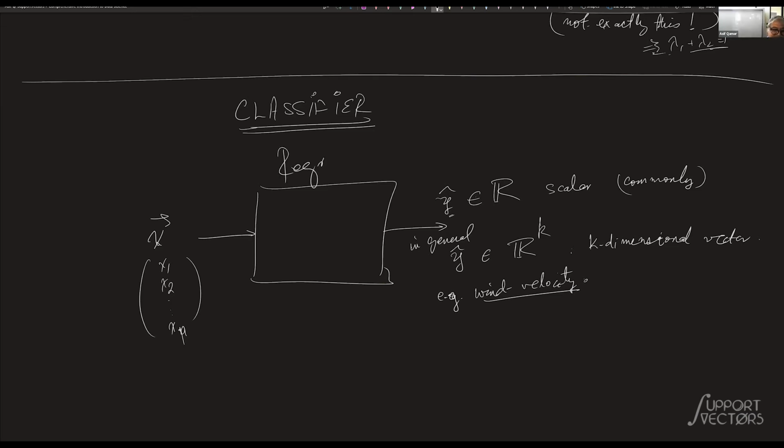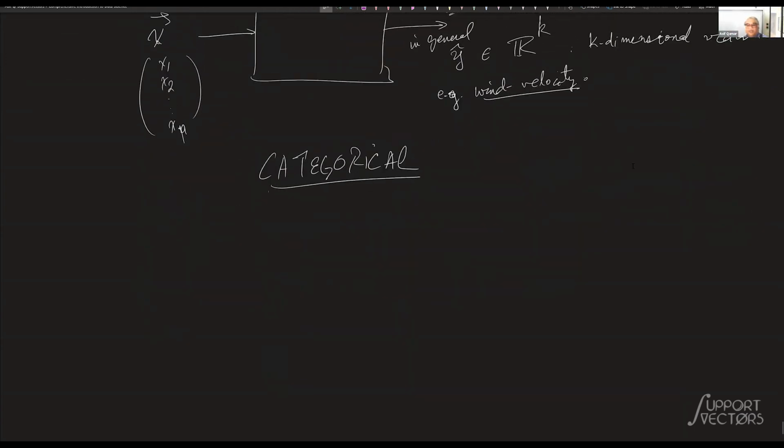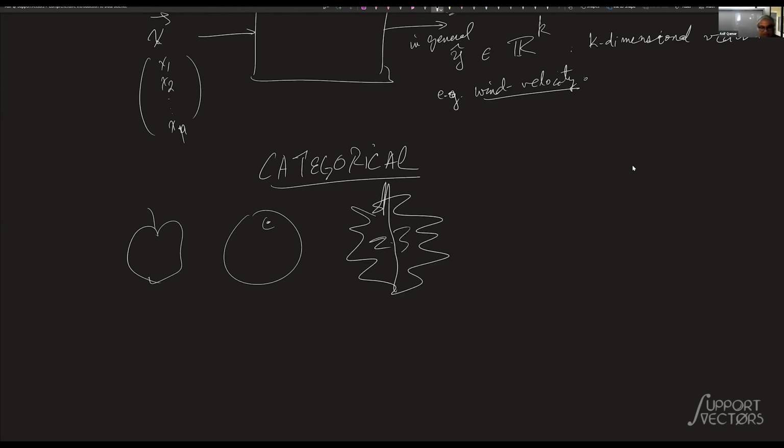Now, this is regression. There is another kind of thing you can predict, which is categoricals. Suppose in this basket of fruits, the fruits could be an apple, an orange, a pineapple, or a banana. There are 4 fruits in a basket.